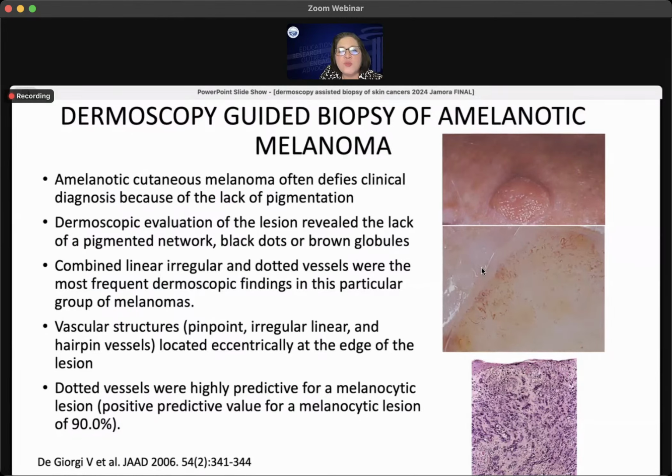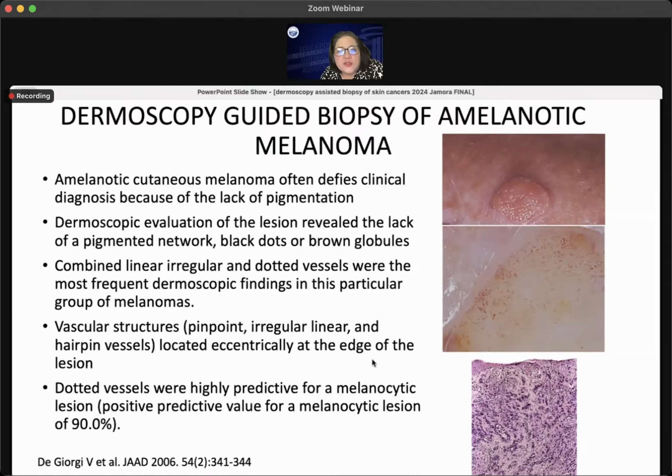So there's no pigment network here, no dots and globules. However, you will see a proliferation of these linear and dotted vessels, which are very polymorphous. And in amelanotic melanomas, this atypical vascular pattern is very, very high yield. And you can see here when they did a biopsy in that area, you can see these atypical melanoma cells in this nodular distribution in the histopathology, okay?